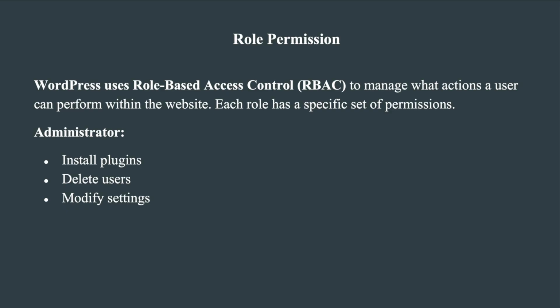Role permission. To understand role permissions better, let's consider the administrator role. An administrator has the highest level of privilege within a WordPress site. They can install plugins, delete users, modify website settings, and manage almost every aspect of the site. Because of this high level of control, administrators are primary targets for attackers. Installing plugins, deleting users, and modifying settings are all administrator roles.